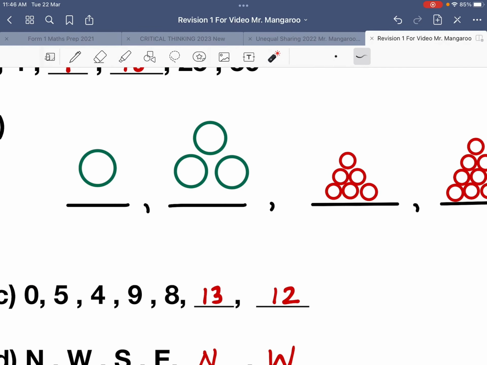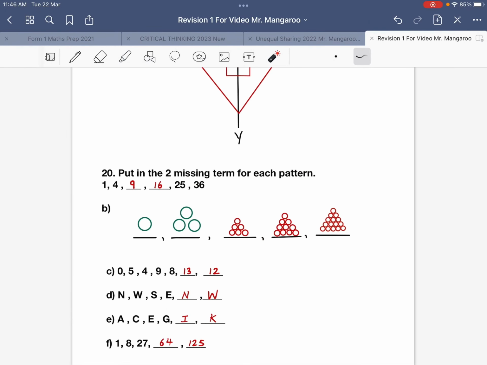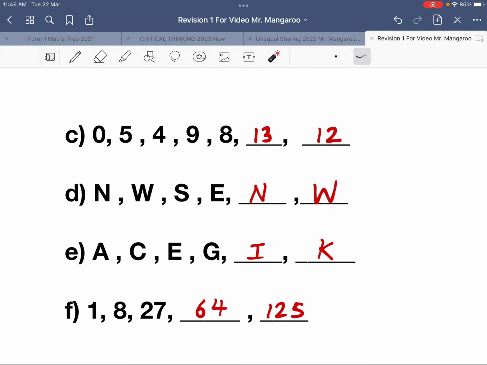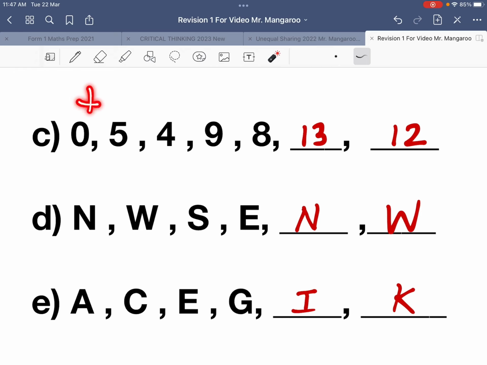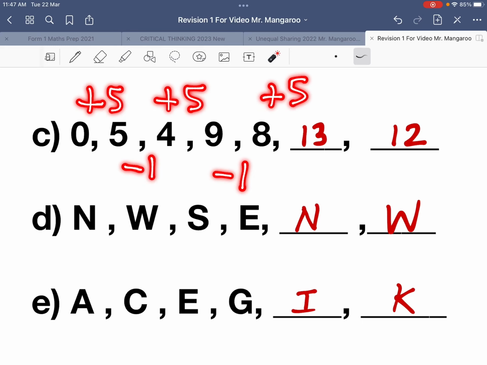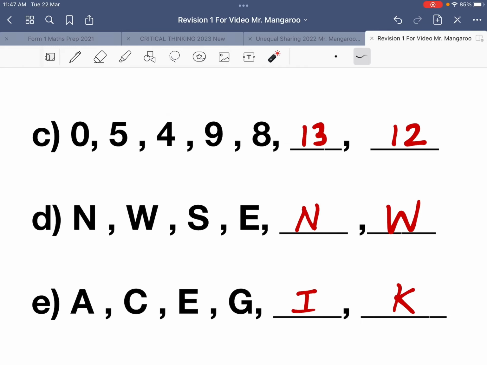So this is supposed to be easy. Then C, what do we have here? We have the number increasing, then decreasing, increasing, then decreasing. 0 plus 5 will give us 5. 5 minus 1 will give us 4. 4 plus 5 will give us 9. And 9 minus 1 will give us 8. So we see the pattern: plus 5, minus 1. So 8 plus 5 is 13, and 13 minus 1 is 12.